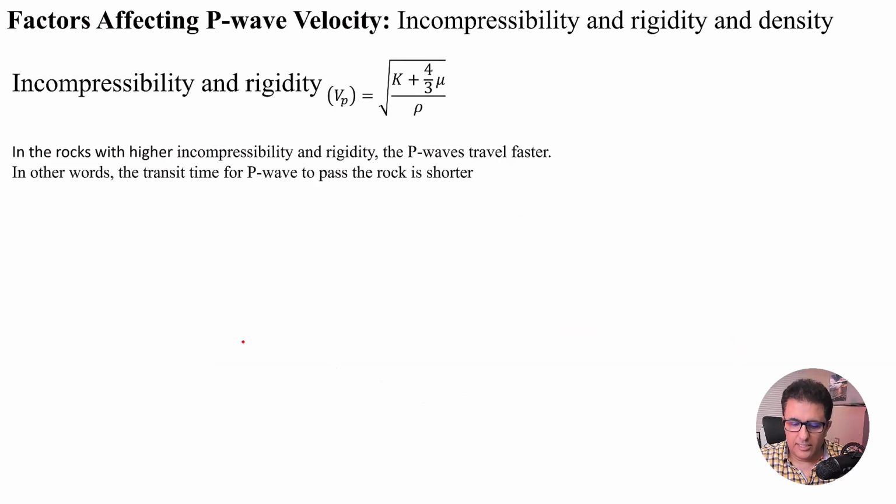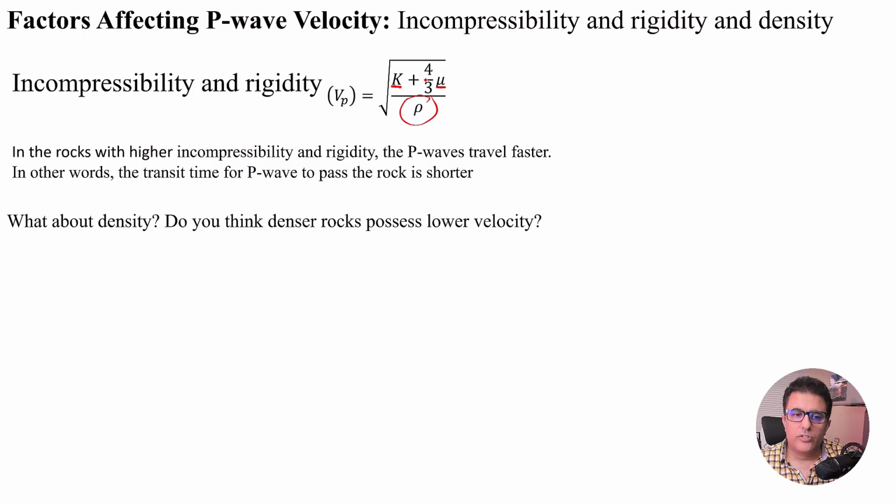Now let's look at the equation for P-wave velocity again. If you look at this equation, you may notice that if we look at different rocks, we should expect that rocks with higher incompressibility and rigidity should have higher P-wave velocity. But what do you think about density? As you see, density is the denominator here. So what do you think about that? Do you think that dense rock should have lower P-wave velocity or not?